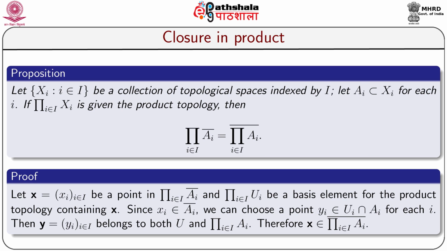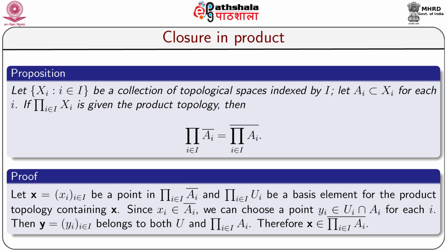Now, if the product of X_α is given the product topology, then the product of the closures of A_α is equal to the closure of the product of A_α. That means closure behaves well under product, we can say in this way.